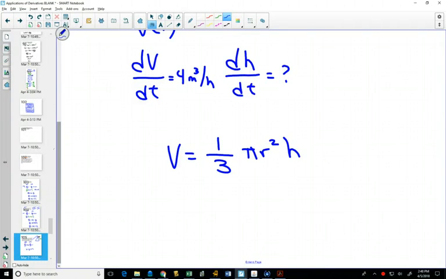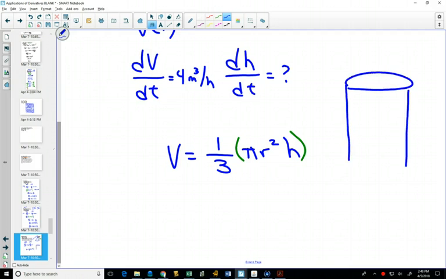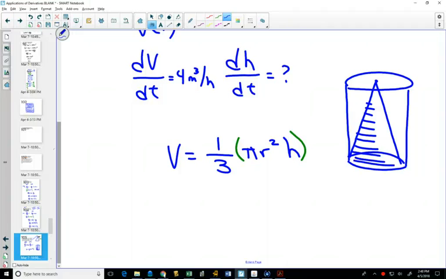Do you recognize this part of the formula? That's a cylinder. So anytime you have a cylinder, and you take a cone inside that cylinder, that cone will be 1/3 the total volume of the cylinder. And that works whether you take a cone or a pyramid; it will be 1/3 of whatever the rectangular prism would be.